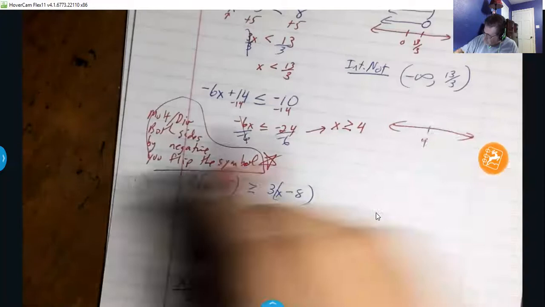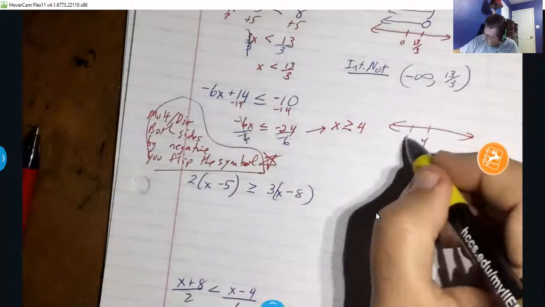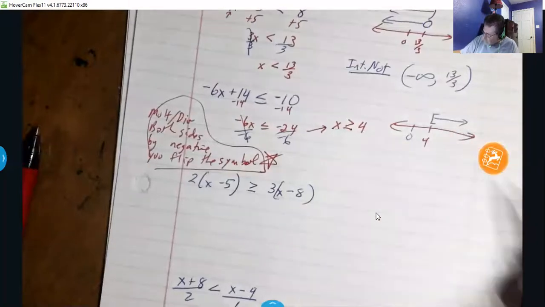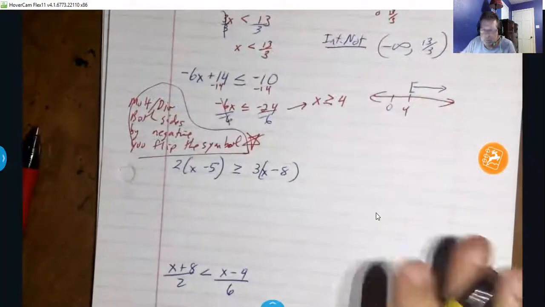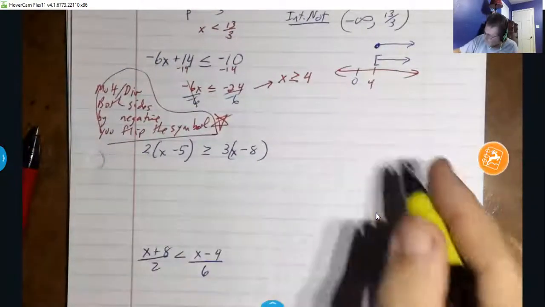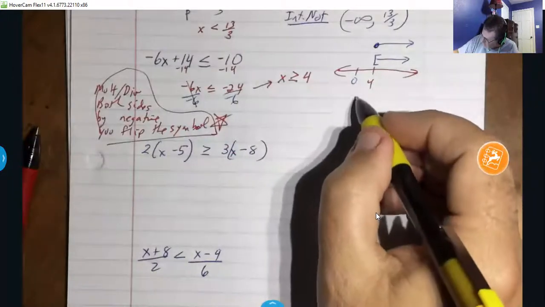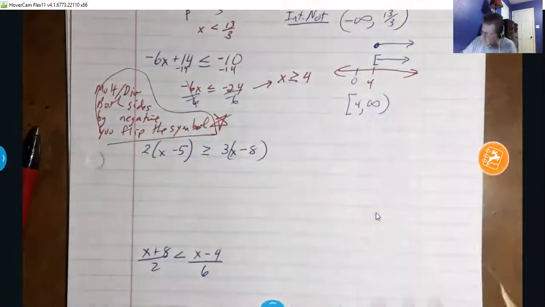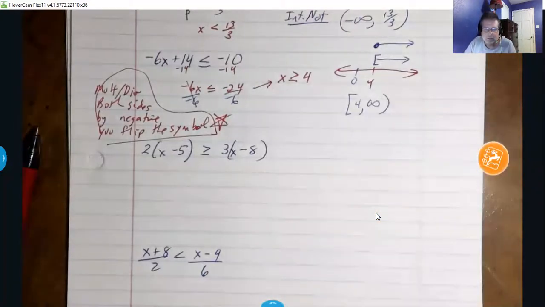So I'm going to go here at 4. A 0 would be over here, right? So this would be a hard bracket to the right, or a closed circle if you want. You can do the closed circle. I still think they give you that option. And then we're going to make this an interval notation, which is hard bracket 4 all the way to positive infinity. And there's my interval notation.